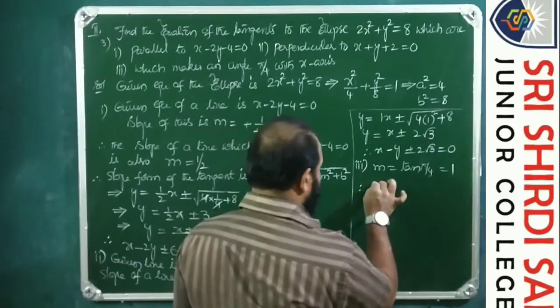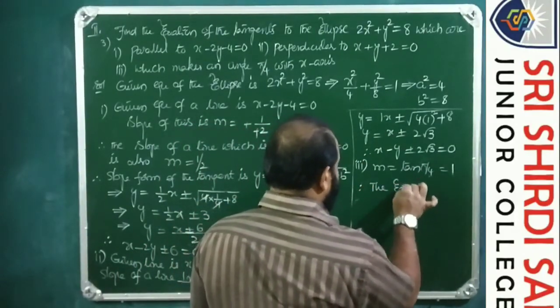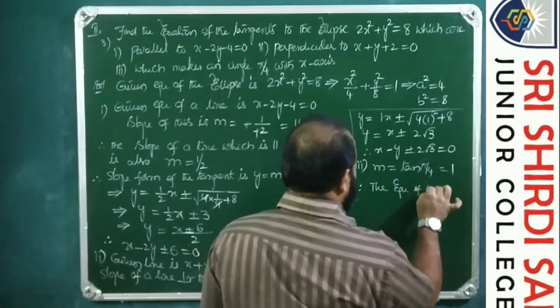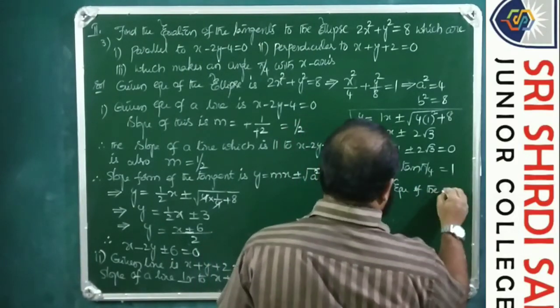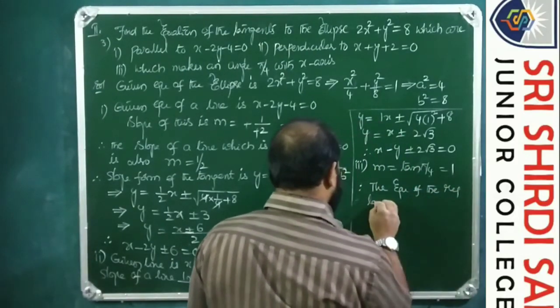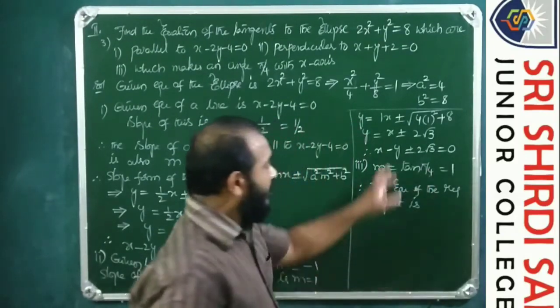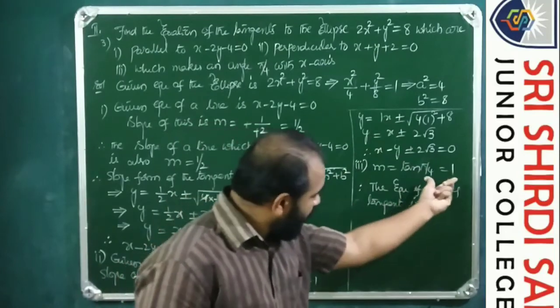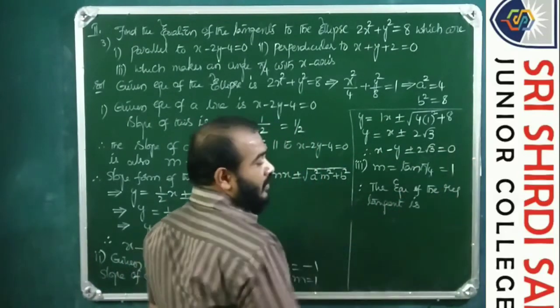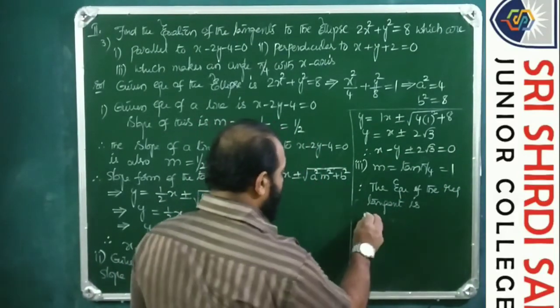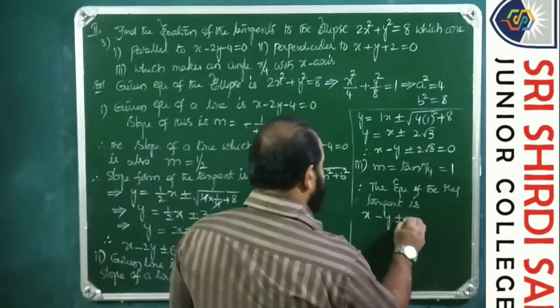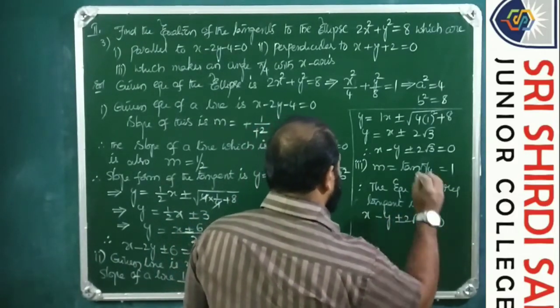So the same we are getting. Therefore, the equation of the required tangent is the same. Here earlier m equals to 1, here also m equals to 1. Therefore, the same line is what we are going to get. So x minus y plus or minus 2 root 3 equals to 0.